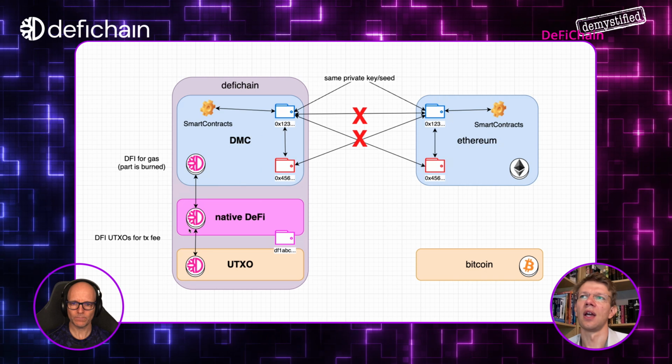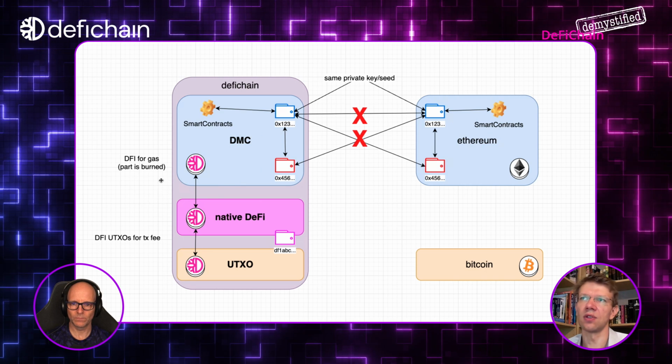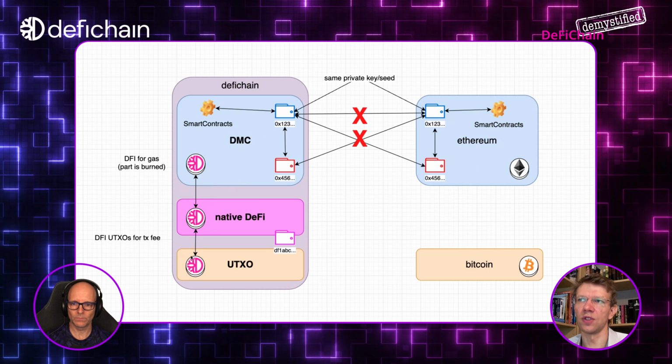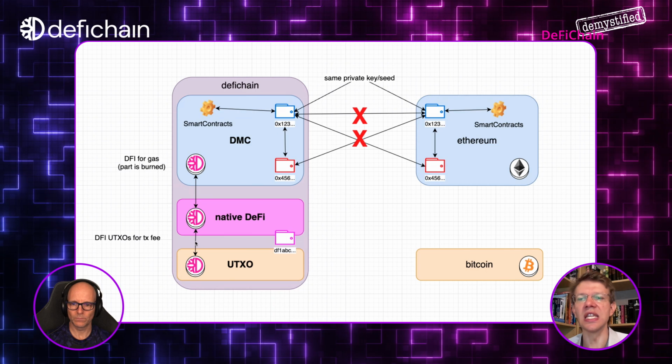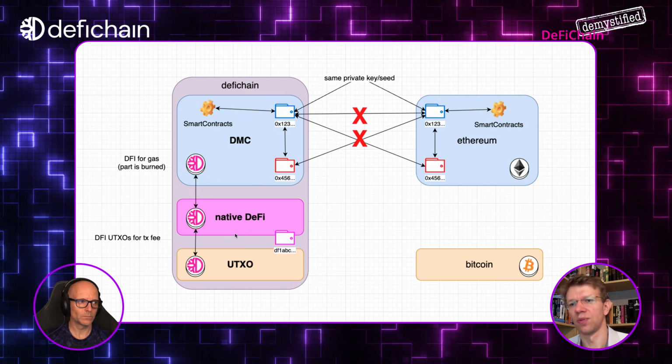So that's it. And maybe also this, why is it also maybe good for the DFI price and the whole thing? Because right now we have the DFI UTXOs for transaction fees here. So that's why you really need DFI. It's also used for collateral. It's also used for the pools.